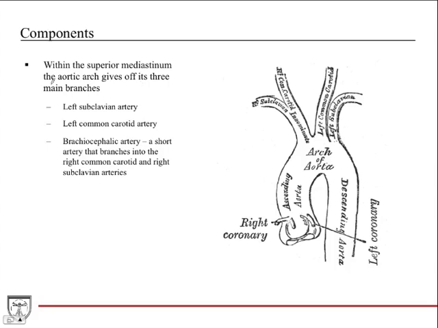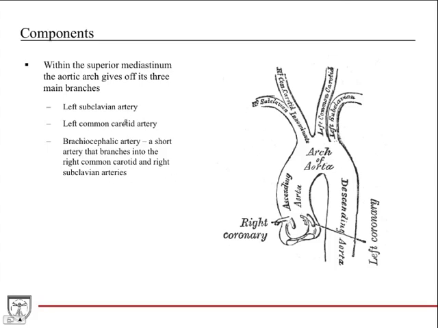So within the superior mediastinum, the aortic arch gives off three main branches. You have the left subclavian here, and you have the left common carotid here. The left subclavian, as we talked about in chapter 2, goes on to form the axillary artery and then eventually the brachial artery and supplies the upper extremity. And then you have the left common carotid, which goes up into the neck and ends up becoming one of the major supplies to the brain.